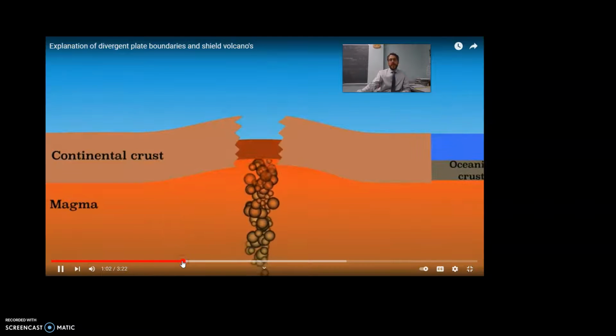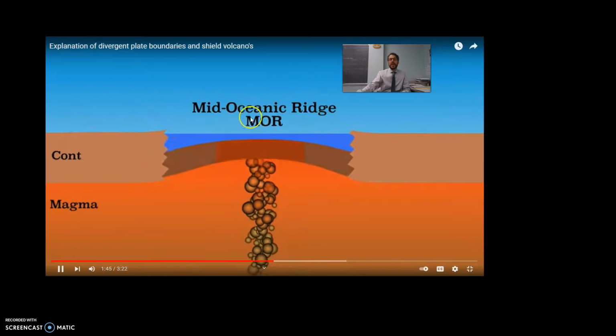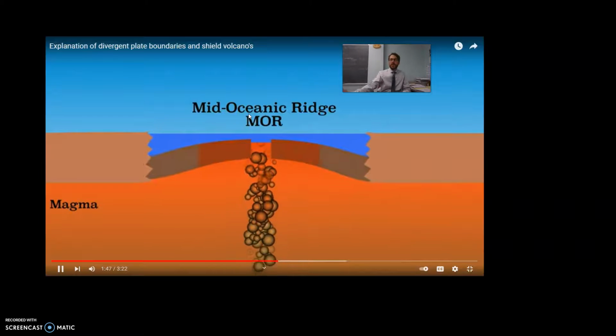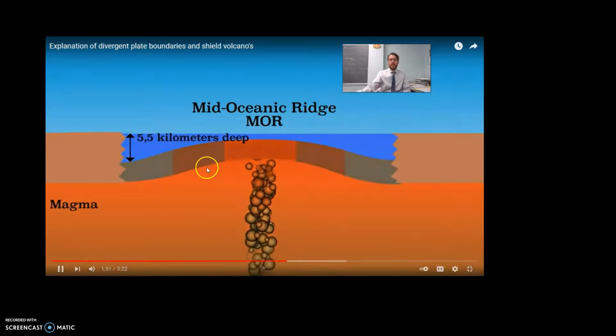In other words, where this pulls apart, they're showing a continental one. Most of the ones we have here are actually these mid-ocean ridges. You'll see them all over your reference table. You have lava coming out in the form of basalt.